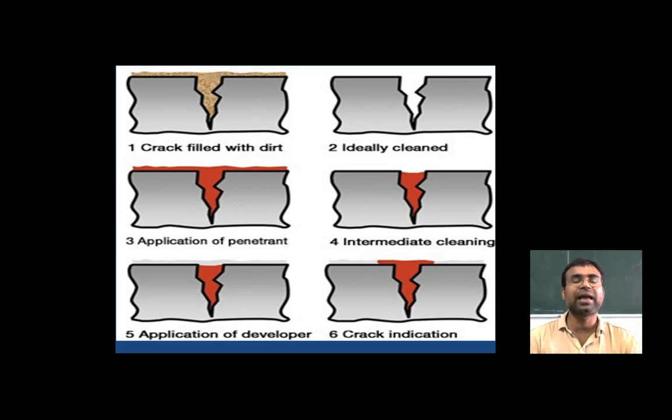So this is another representation of the steps. The first step is the crack filled with dirt, which is to be cleaned. Then apply the penetrant, and remove the excess penetrant on the surface, to let the penetrant settle down inside the flaw. Then apply the developer, and the developer will draw out the liquid penetrant hidden inside the crack, so the crack can be identified, which is not visible to the naked eye.